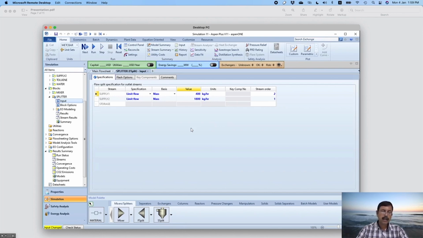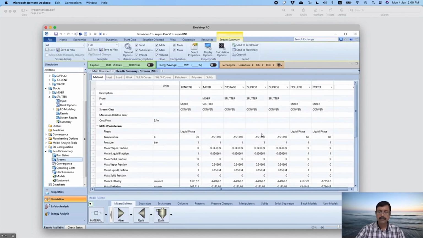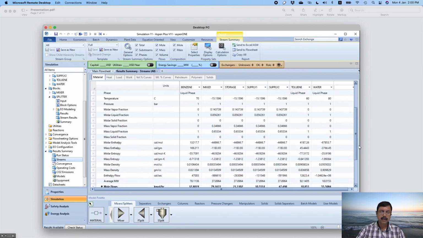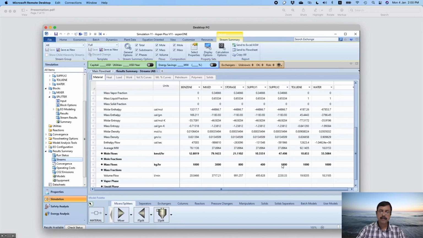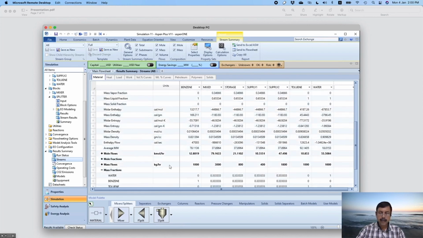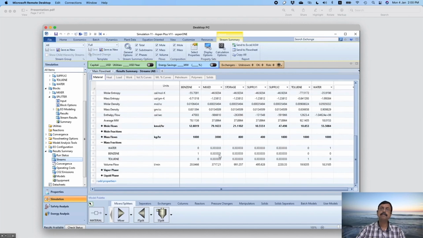Now if you run the system, just run and see the streams. See what happens. So mass flow, you see supply line 2 gets 1800, supply line 1 gets 400 and storage gets 1800. Okay, and mass fraction, again they are the same.